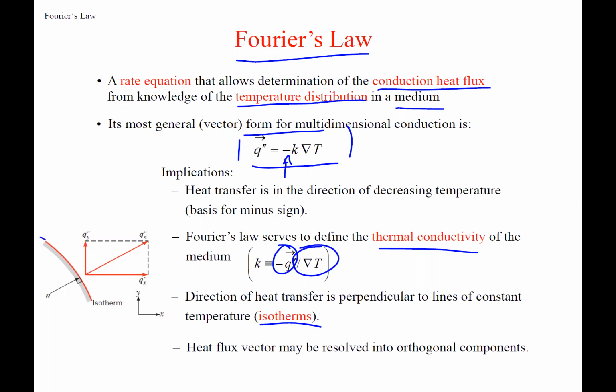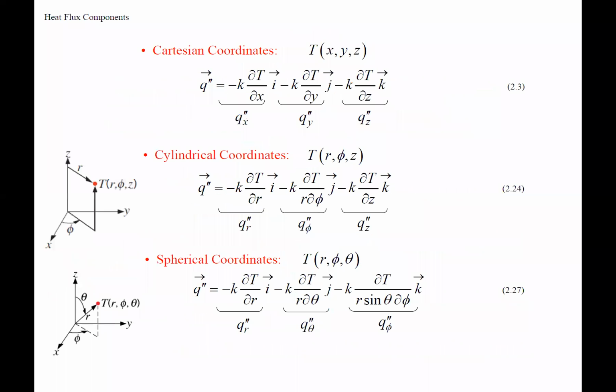So if you have constant temperature lines throughout something, your direction of heat transfer is normal to that surface, and you could then split it up into components like X, Y, and Z. Or if you're in radial, cylindrical coordinates, you have radial and so on. Okay, so here you see those different coordinates that you could split it up in.